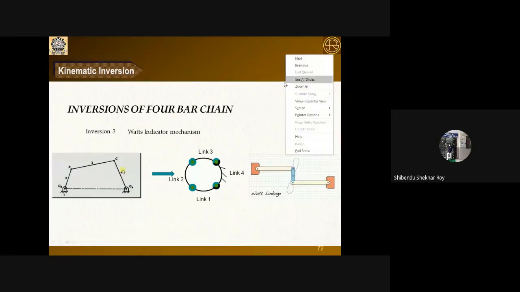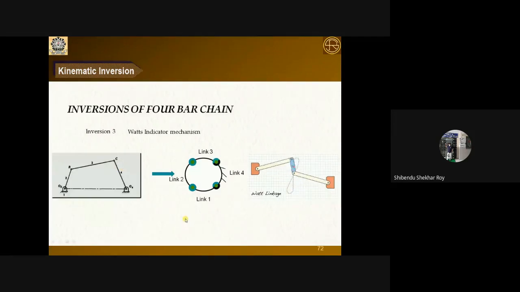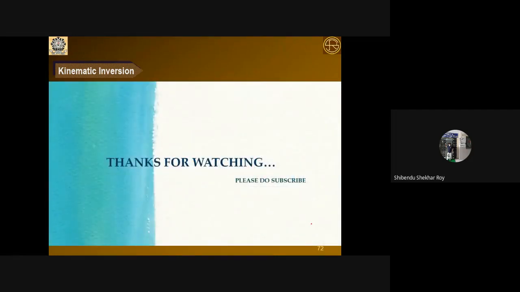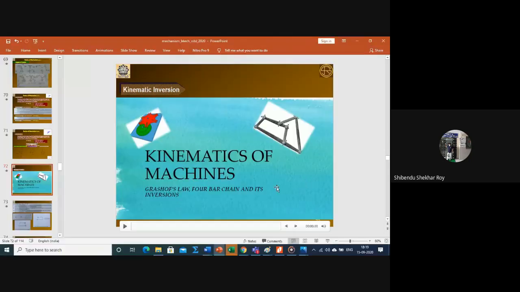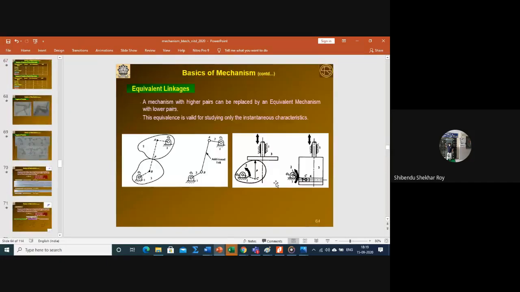Now, in this case, one important terminology you should know is that the locus of any point on the floating link is known as the coupler curve. But I think it is not complete. This is non-Grashof, but you can make it a Grashof linkage by full rotation of the floating link. For that, you have to properly find out the lengths of the links.